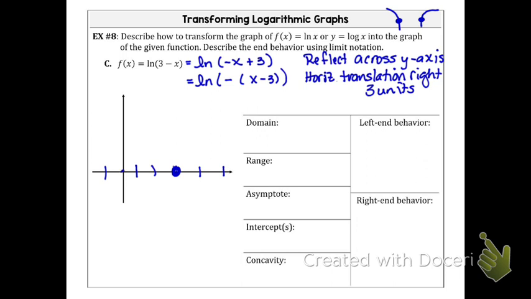Now, same idea. On 0 is where my asymptote was at. I'm going to reflect that across the y-axis, which means it doesn't move, but then I am going to move it to the right 3 units. I can't count, guys. I don't know what is wrong with me. I am so sorry.